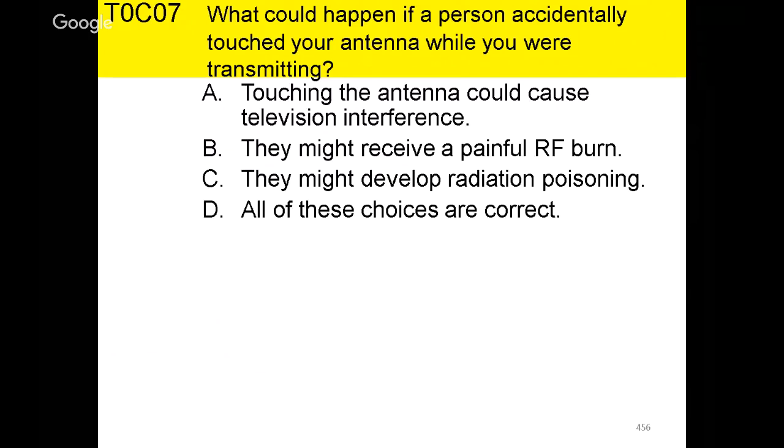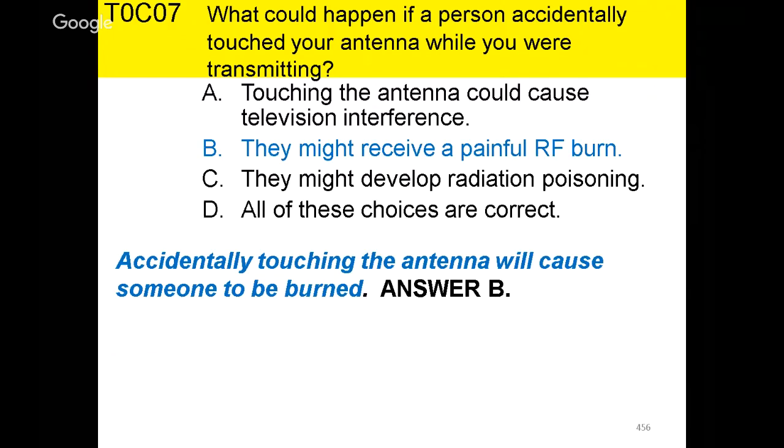What could happen if a person accidentally touched your antenna while you were transmitting? Well, here again, it also depends on the amount of power that you're putting out there. But by and large, the simple explanation is that if you're transmitting and you have significant enough power, they could receive a very painful RF burn, even if they intentionally or accidentally touch the antenna. So there we go. We are at the end of the whole thing.